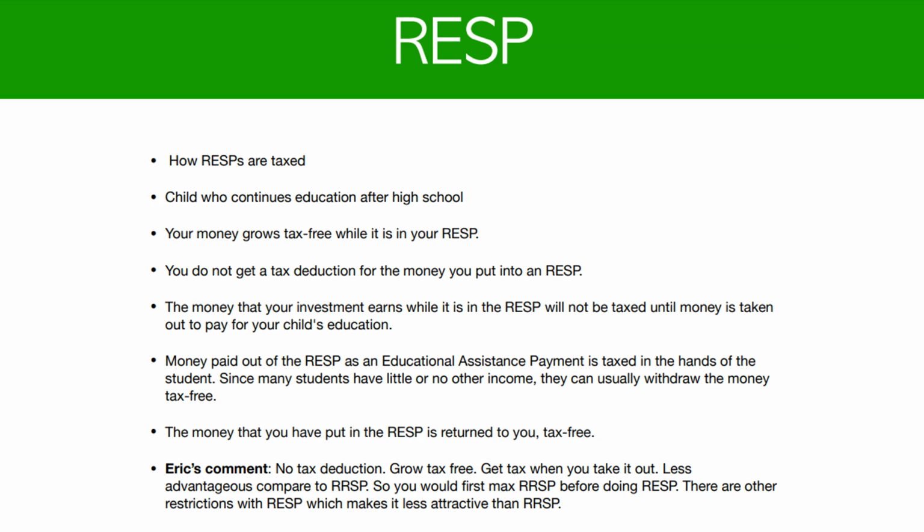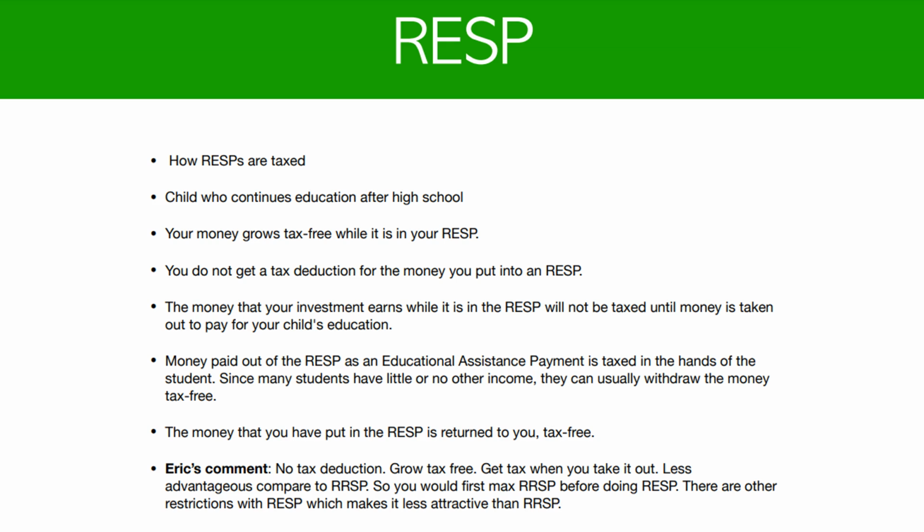So like TFSA and RRSP, the penalty is pretty hefty. So make sure you just stick with the $50,000 mark. So how is RESP taxed? This is probably the important part and also the key advantage of using an RESP account.